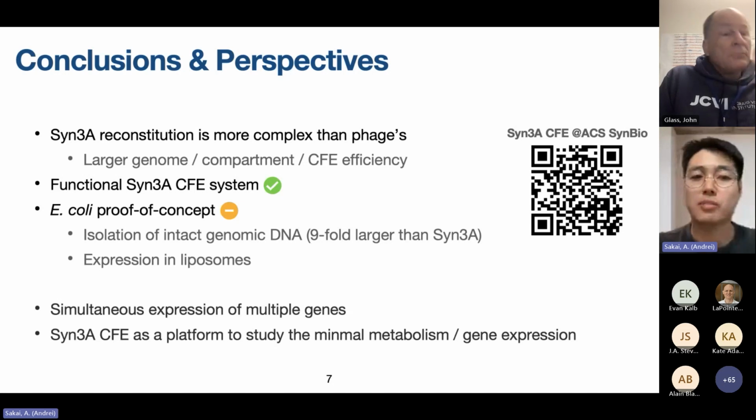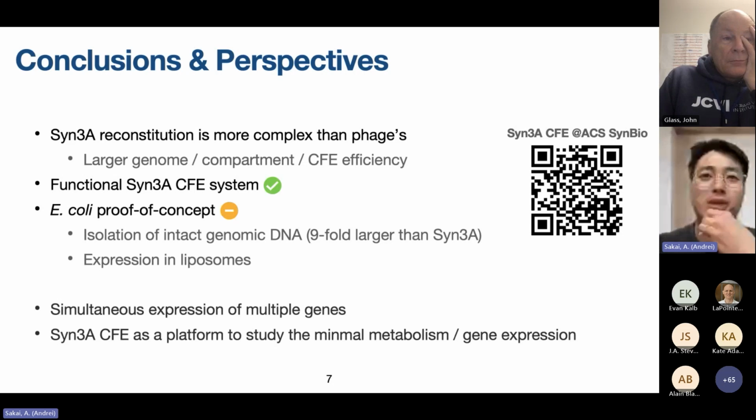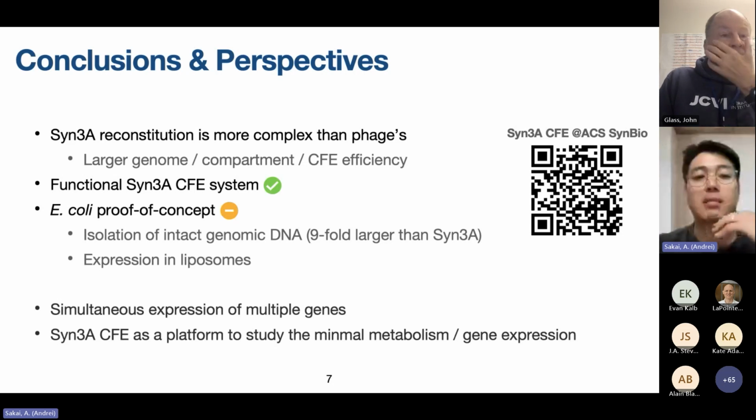I also showed this proof of concept that we can indeed isolate intact genomic DNA from bacterial cells, and we can also express genomic DNA inside the liposomes. And probably for the future, once these systems are working more or less efficiently, of course, we're going to have to look ahead into the synthetic cell itself and think about expression of several genes at the same time, because here we're just thinking about expression of a single reporter gene.